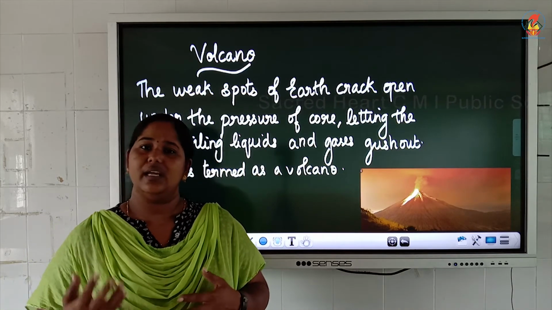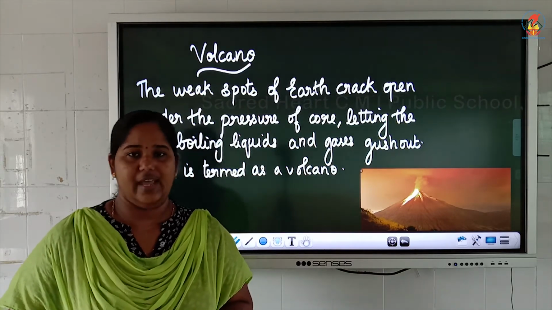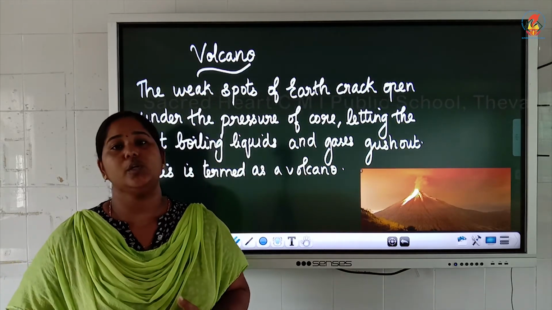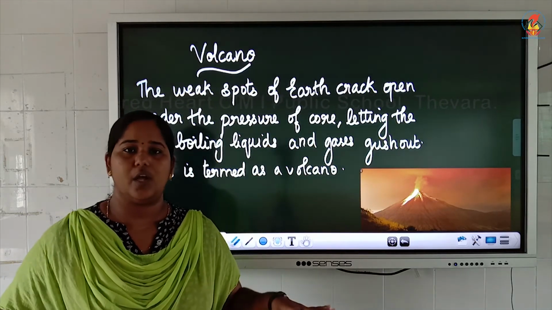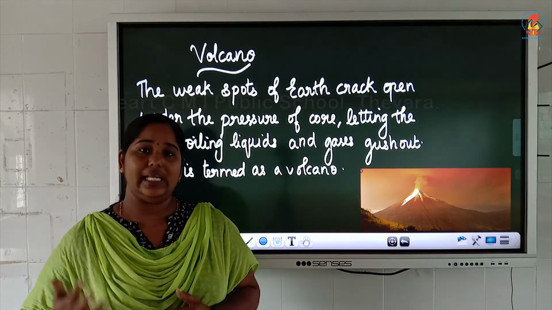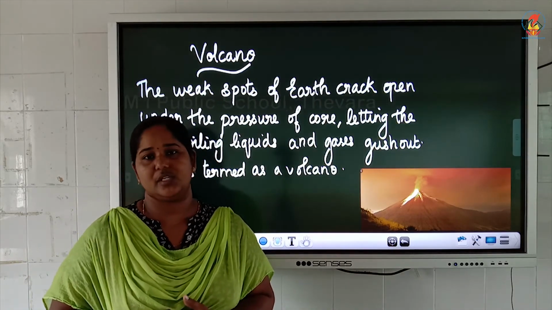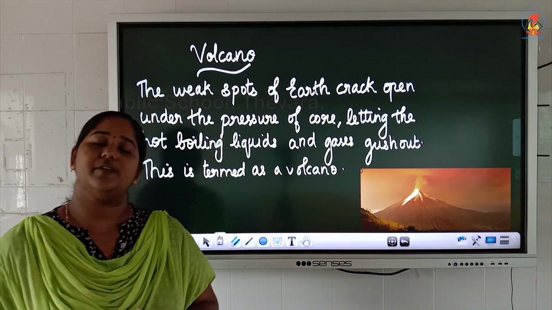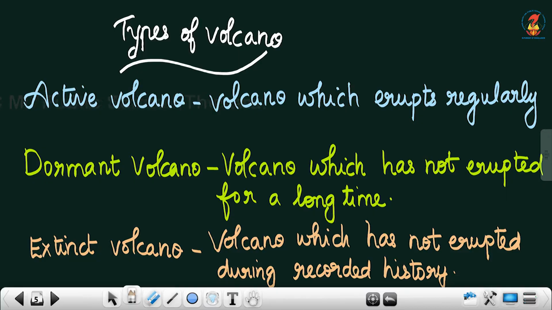But we cannot see volcanoes everywhere. There are certain places which are prone to volcanoes. It is not seen in the normal areas, especially in hilly areas, mountainous regions. Now there are three types of volcanoes according to the way in which they erupt. Erupt means they come out.